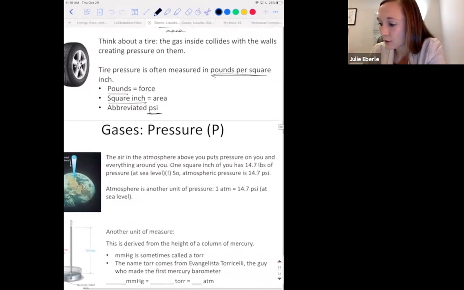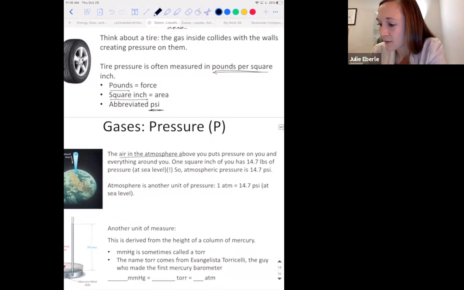So I'm going to read this little paragraph to you. It says, the air in the atmosphere above you puts pressure on you. You thought it was your chemistry class that was stressing you out and making you feel so weighed down. It's not, it's the atmosphere, okay? This actually blows my mind. Everything around you feels this pressure.